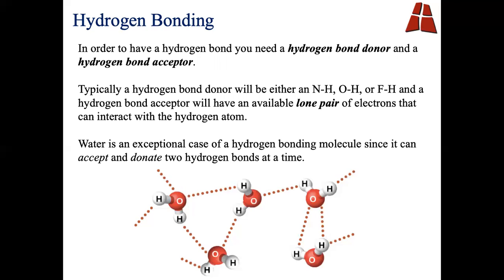Water is an exceptional case of hydrogen bonding because it is able to accept and donate two hydrogen bonds at a time, and that's really what gives water a lot of its special properties. So you can see that here, we have two hydrogen bond donors and two hydrogen bond acceptors between these two molecules of water, okay?